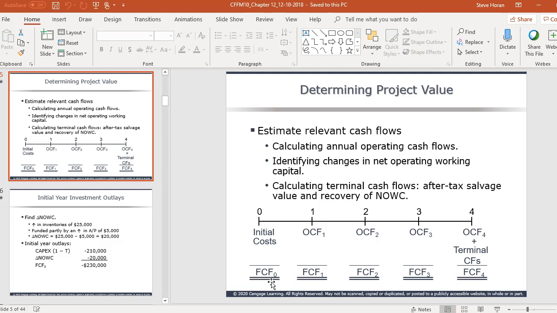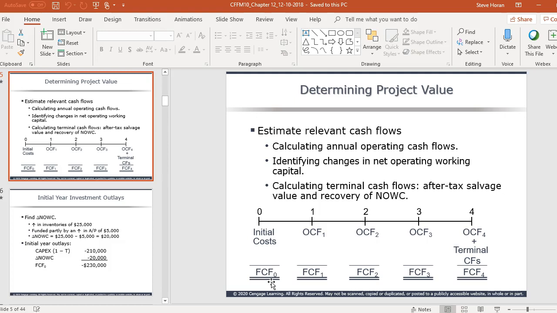In year 4, we finish the project. We manufacture the last batch of products. We terminate the project because this project has a 4-year life, and so that means the machinery would be maybe not usable anymore. It'd be worn out. We have to kind of make a new decision. Do we buy new machinery to make this product, or do we do something different?